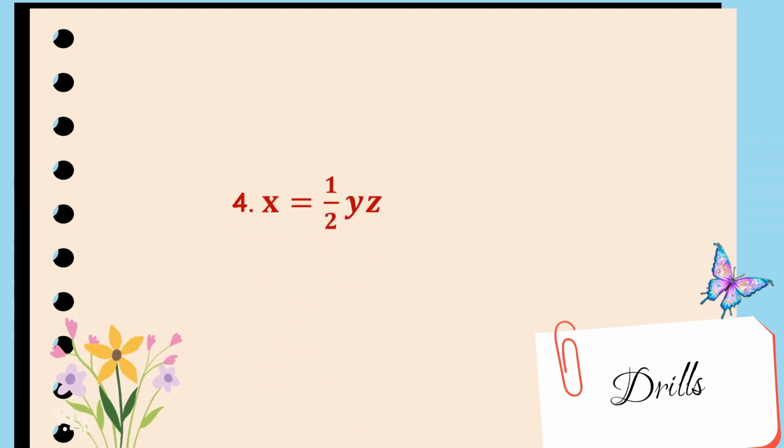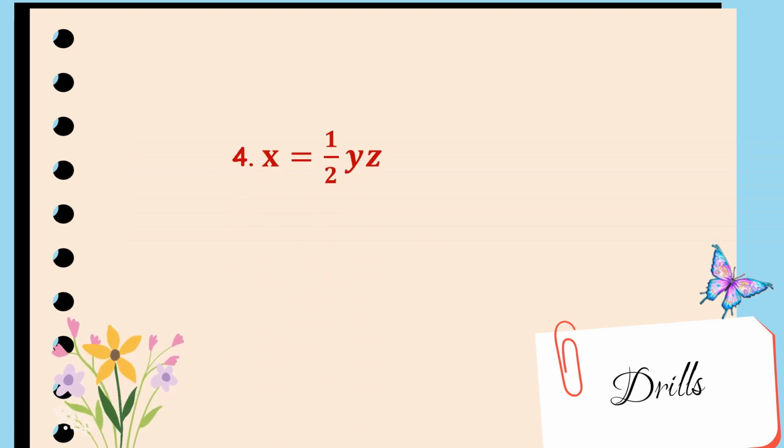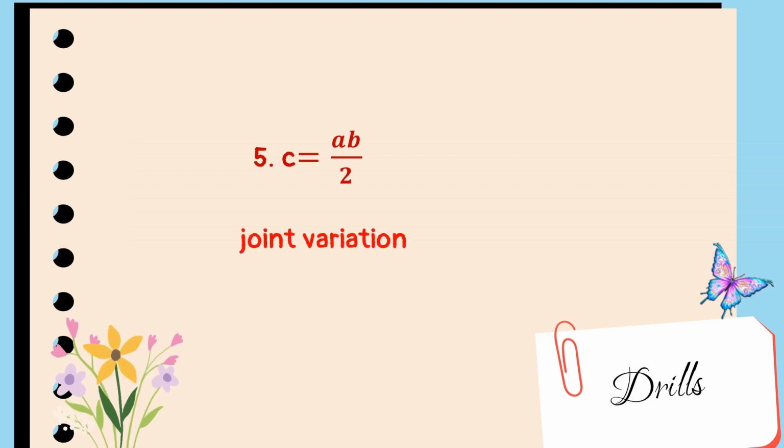Number 4. X equals 1/2 YZ. Okay, the answer is joint variation. And last one, C equals AB over 2. Alright, the answer is joint variation.